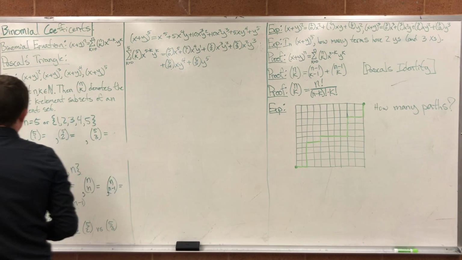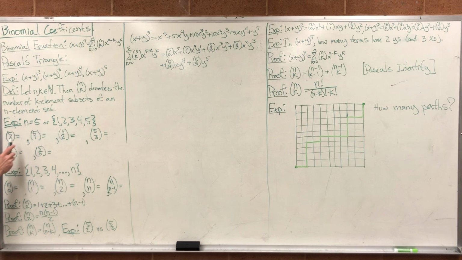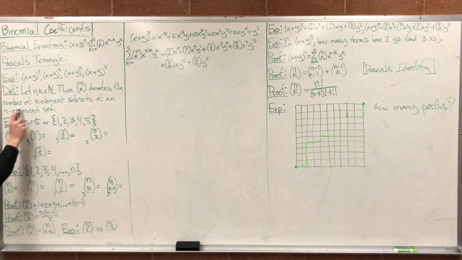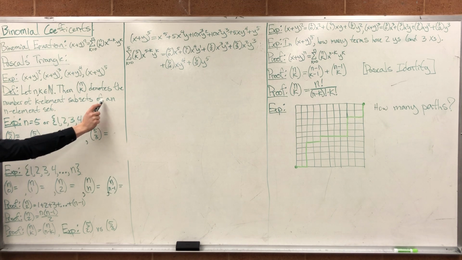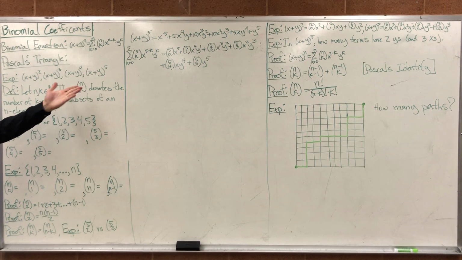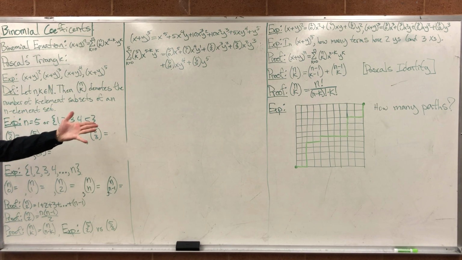Let's get concrete with that. So first I need to pick an n. I'm going to pick my n equal to 5, or in other words, we're talking about a 5 element set. It could be any 5 element set. I'm just going to pick the 5 element set that has the numbers 1 through 5. This could have been any set with 5 things in it.